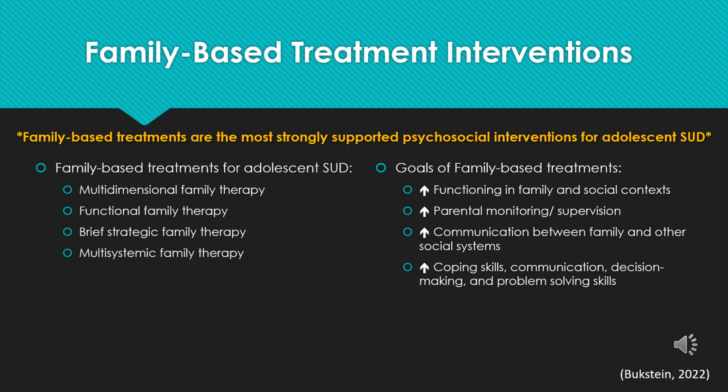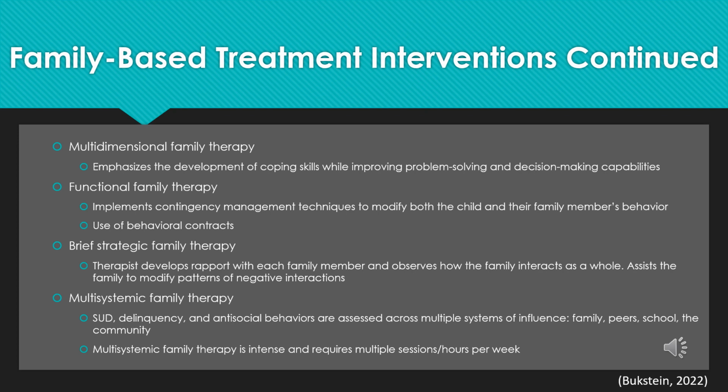There are 4 types of family-based therapies that are recommended for the treatment of substance use disorder, and we will go through all of them in just a second. So the family-based treatments that are recommended for the treatment of substance use disorder in teens are multidimensional family therapy, functional family therapy, brief strategic family therapy, and multisystemic family therapy. The goals are all the same, like we just talked about, but they use different techniques to get there. And one thing to note is they go from kind of least intense to most intense. So if you notice that multisystemic family therapy requires multiple sessions and hours per week, and the therapist really gets involved in multiple components of the child's life.